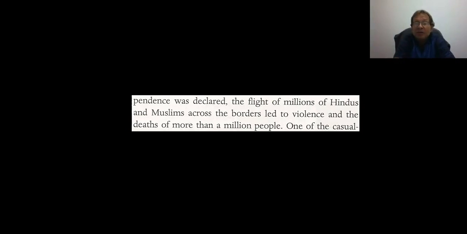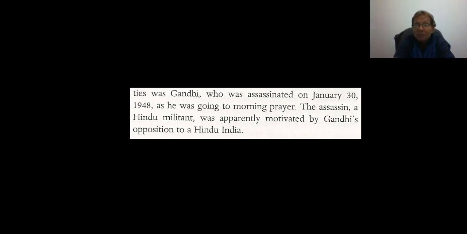After independence was declared, the flight of millions of Hindus and Muslims across the borders led to the violence and the deaths of more than 1 million people. And Gandhi went on a fast to try to get the violence to end. And unfortunately, one of the casualties was Gandhi himself, who was assassinated on January 30, 1948, as he was going to morning prayer. The assassin, a Hindu militant, was apparently motivated by Gandhi's opposition to a Hindu India.